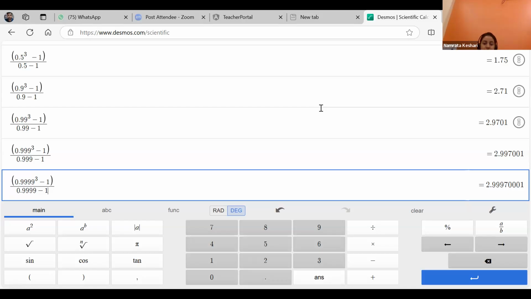हाँ मैम। कुछ ऐसा दिख रहा है अली? Can you see the answers?